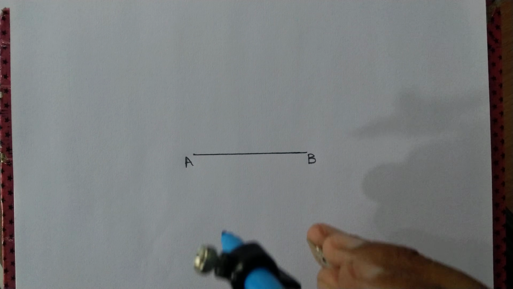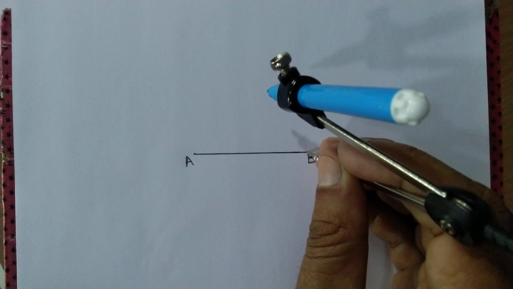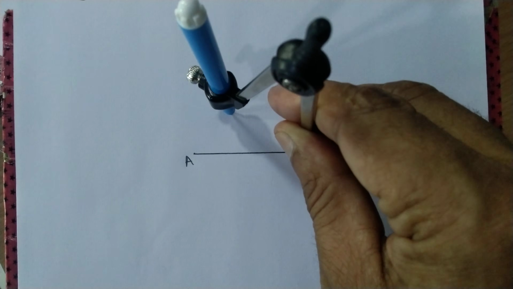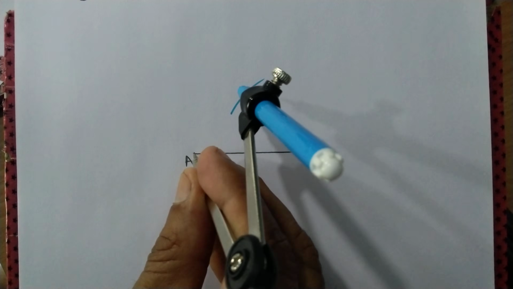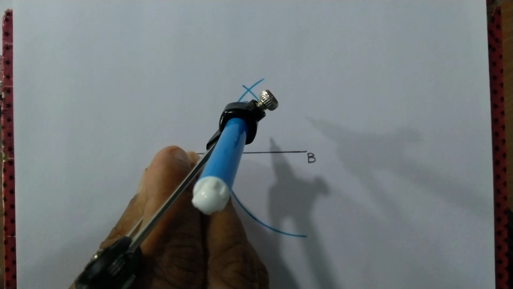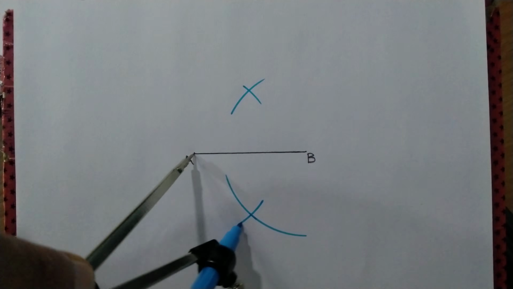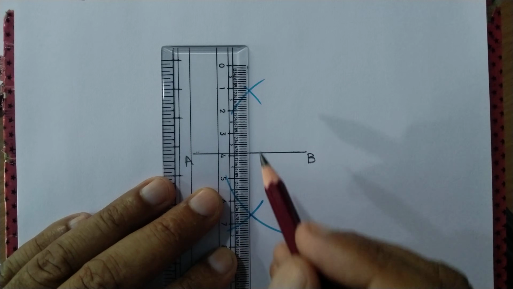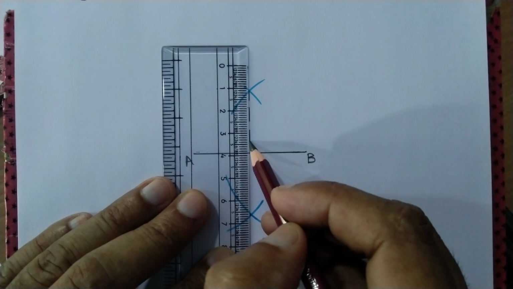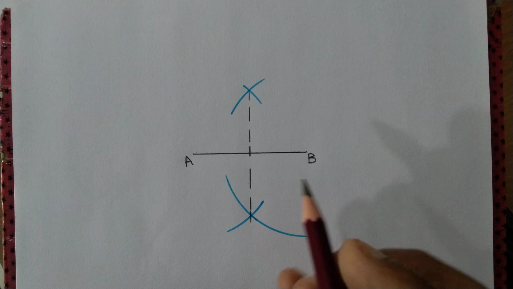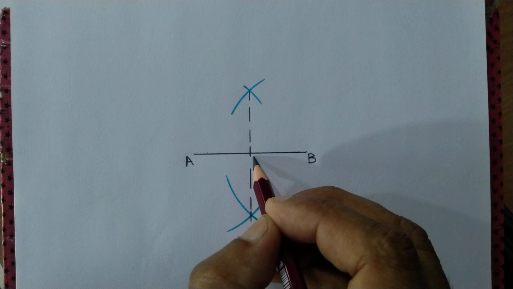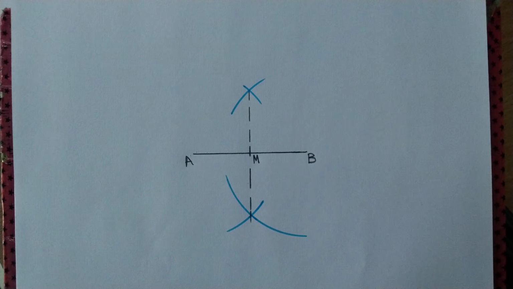Next, we want to identify midpoint of AB. For that purpose, we will be drawing perpendicular bisector to AB. Draw two circular arcs from point B. And then without changing radius, draw two circular arcs from point A. Join the intersection point by using straight edge or a ruler. Label the intersection point of the perpendicular to AB as M. Now M is middle point of AB.